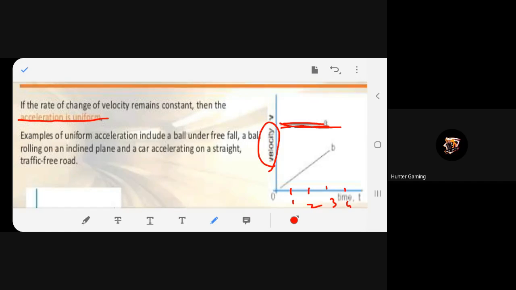For example, I leave a ball. You go on a terrace, take a rubber ball and just leave it. It will come down with uniform acceleration. Inclined plane, for example: you have a ball over here, let it roll. It will have uniform acceleration. Then let's take an example of a car moving on a straight road where there is no traffic. It will have a uniform motion. Understand?